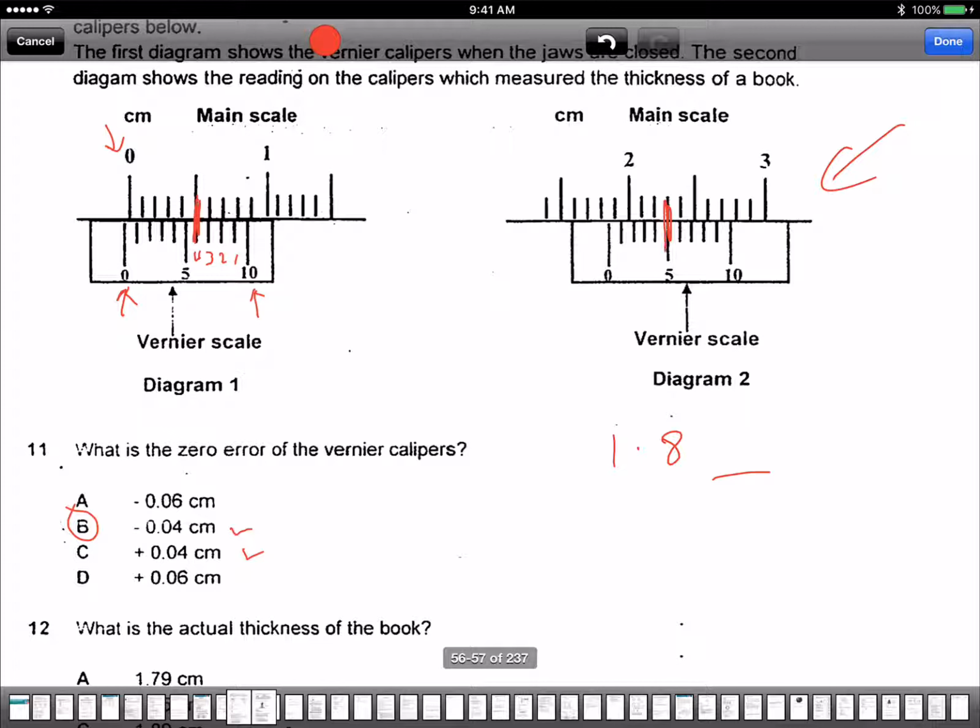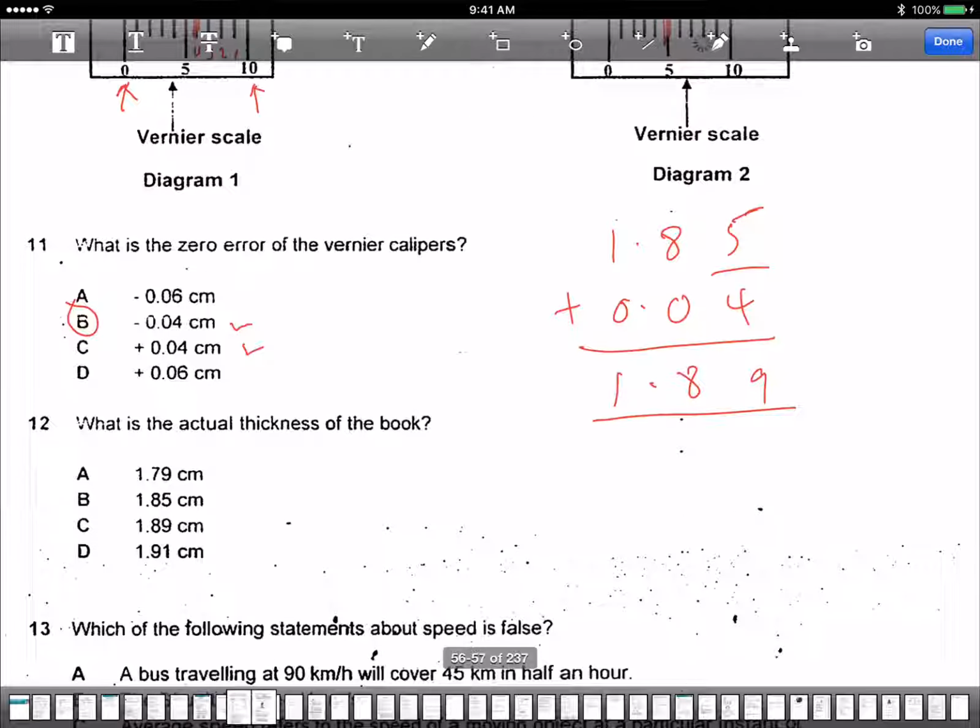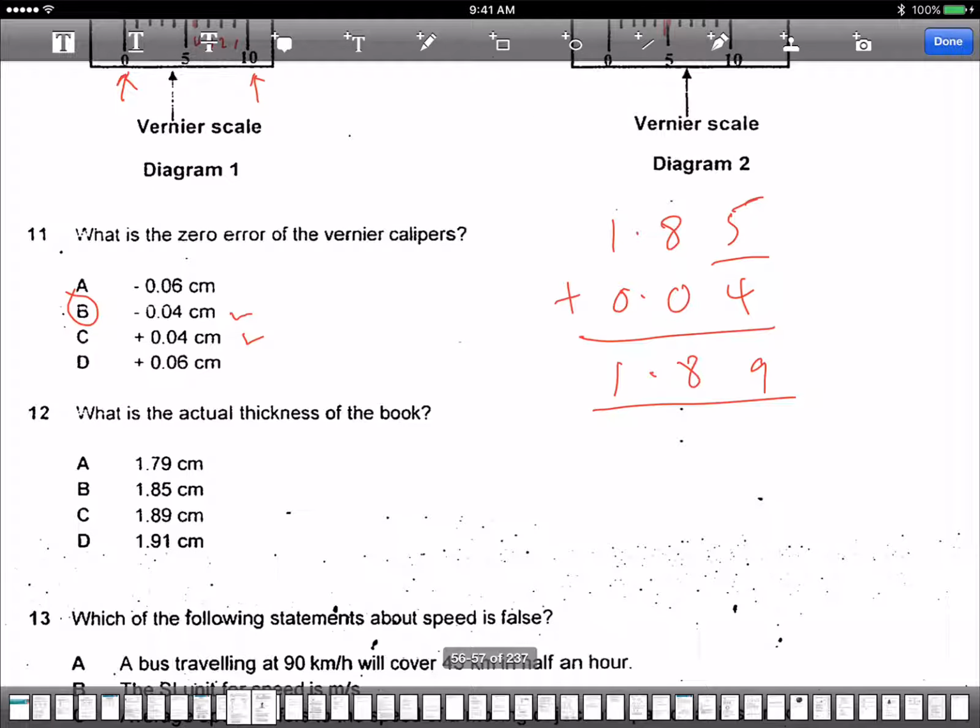1.8. This one aligned, right? The 5 is aligned, so it's 1.85. Okay, the observed reading is 1.85. So the vernier zero error is 0.04, which you need to add, so plus 0.04. So we get 1.89. Okay, so 12, answer is C, because negative zero error you add to the original reading.